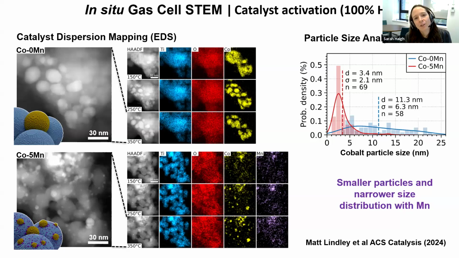Now, this slide shows you in situ gas cell scanning transmission electron microscopy of two samples. The top is the one without manganese and the bottom is the one with manganese. Hopefully you can see from these two sets of images, which are at the same scale, the size of your cobalt particles when you don't have manganese is dramatically larger than when you have this extra manganese spreading out the cobalt on the support. And that's reflected in the particle size analysis, shown in the top right for the in situ images after heating at 350 degrees C. Not only do you have smaller particles, but you also have a narrower size distribution with manganese.